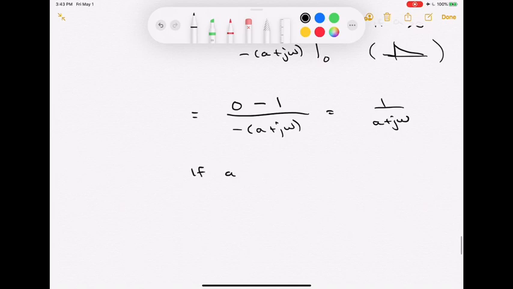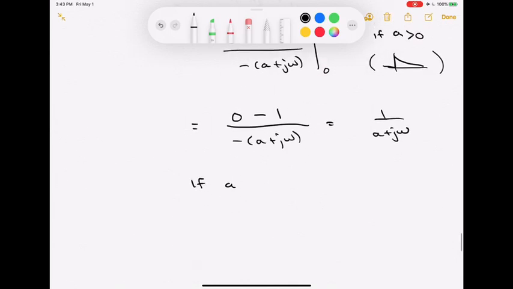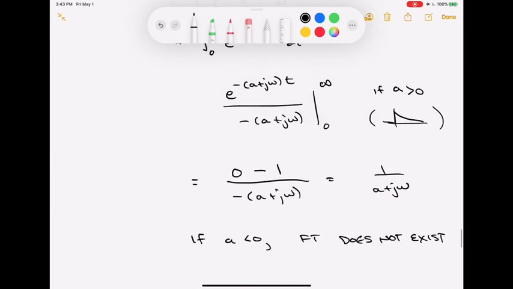If a was not greater than 0, but it was less than 0, the Fourier transform does not exist. Why not? Because then your e to the minus a plus j omega t, when t goes out to infinity, would blow up to infinity. Okay, and we'll come back to that in just a minute.